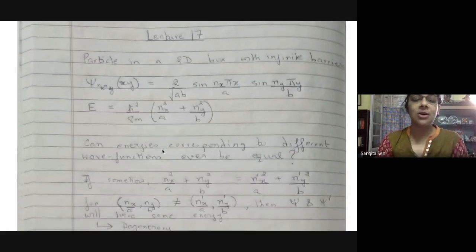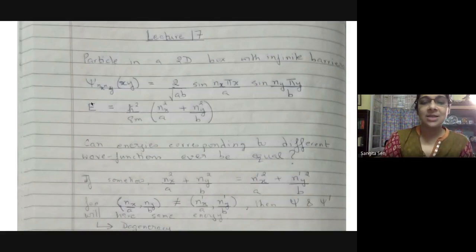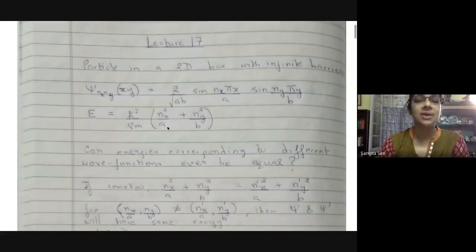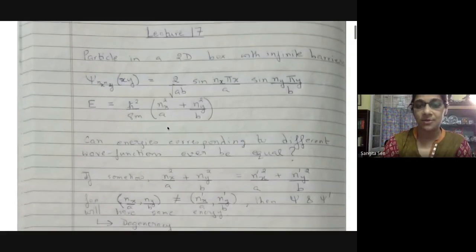So, if you recall, the particle in a two-dimensional box, which has infinite barriers on all four sides, has a wave function which has two quantum numbers nx and ny. It just looks like a product of the wave functions of a particle in a one-dimensional box. The energy also looks like a sum of the energies in the two different directions. So what is the new thing that we get from this particle in a two-dimensional box?